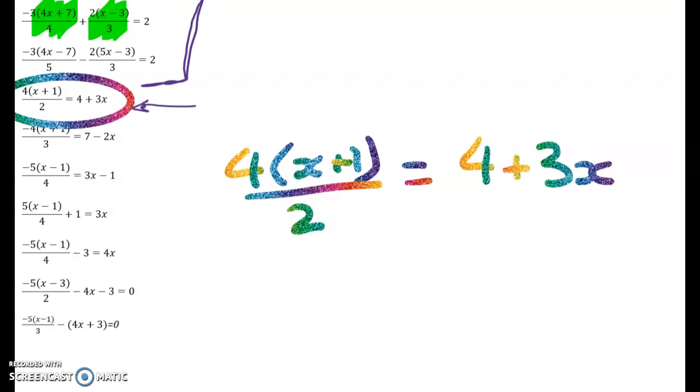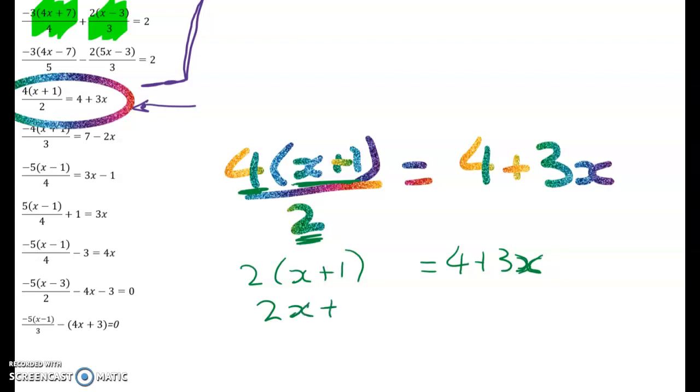If we look at this to start off with, we can see that we've got 4 times x plus 1 divided by 2. Now 4 divided by 2 is just 2, so we can simplify the left-hand side to 2 times x plus 1 is equal to 4 plus 3x. And now we've got a pretty straightforward x on both sides equation. So 2x plus 2 is equal to 4 plus 3x. Going from here, we're going to take 2x off both sides. So 2 is equal to 4 plus x, right?